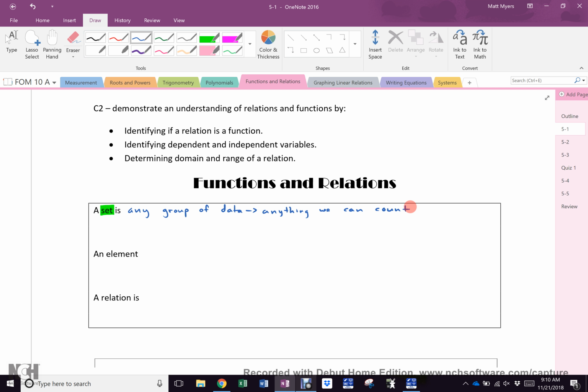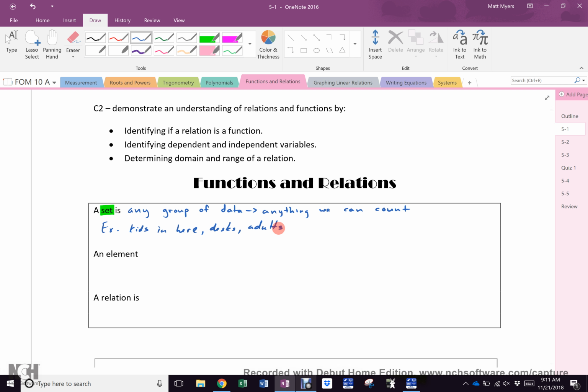All right, are we all good with what a set is? Yeah. Okay. So, we had lots of examples. We had kids in here. Students. Desks. Adults. All of those things are sets. Everybody cool? Because we can count them.